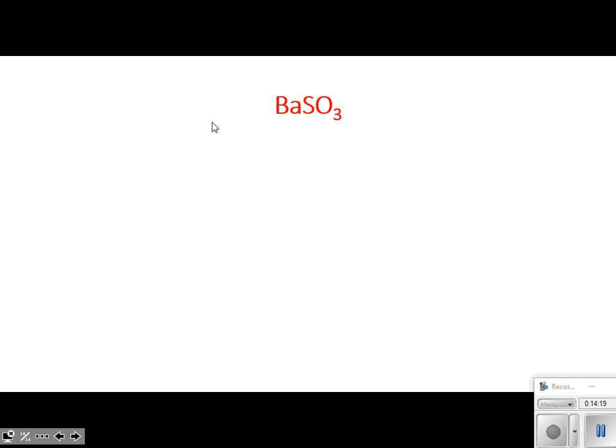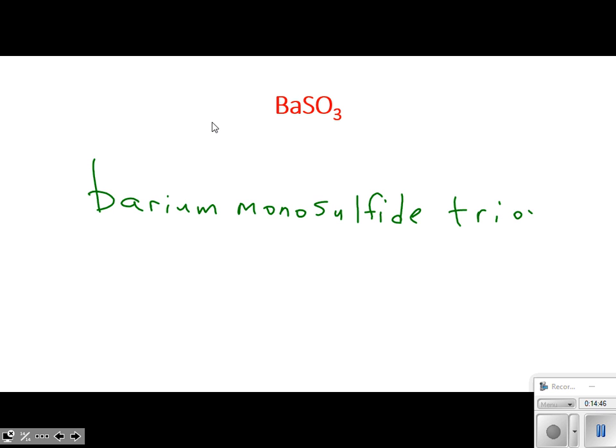What about this one? Okay. Now, I see stuff, folks. Here's the kind of things I see with this one. Barium monosulfide trioxide. Okay? I've seen that. What you are doing there, folks, that is totally wrong.